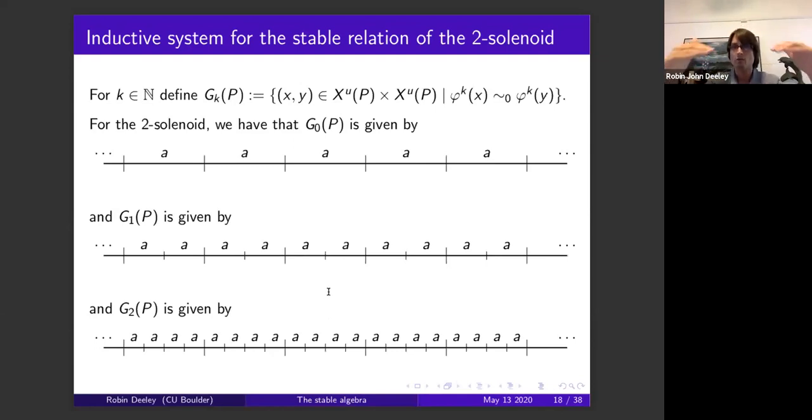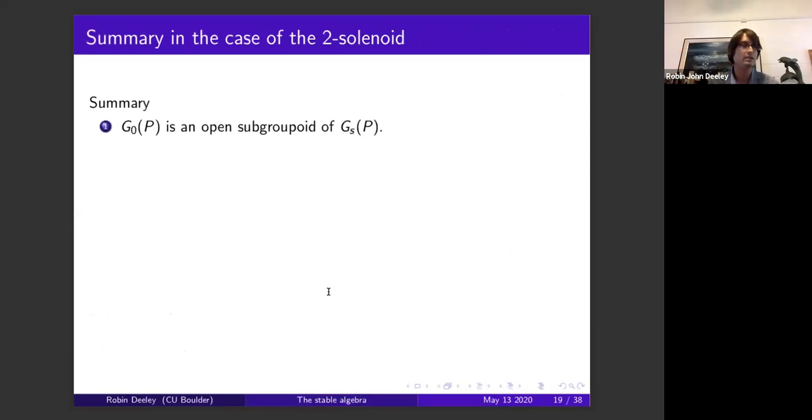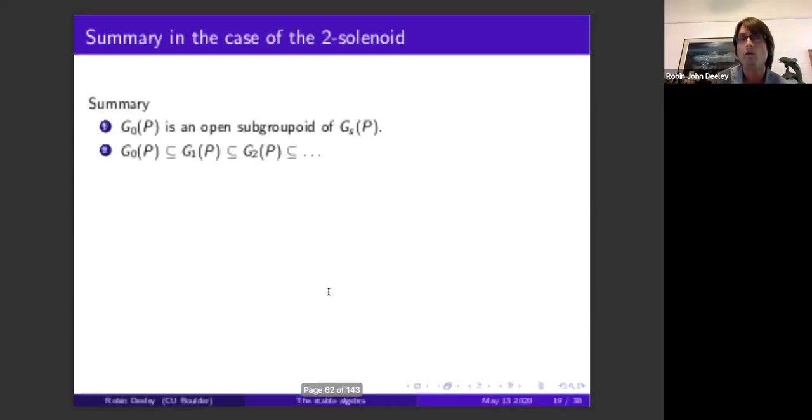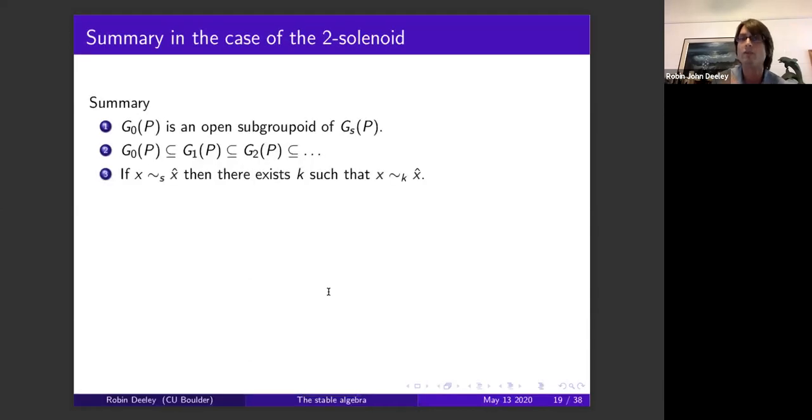So we have this nested sequence of these equivalence relations, and the stable relation is completely determined by this process. So we have this open subgroupoid G̃_0(P). We have this nested sequence we've just described, and we've got this exhaustion-type statement, right? That if we're stably equivalent, then eventually we're equivalent in this G̃_K sense for some K.